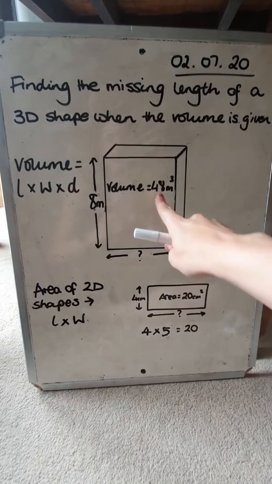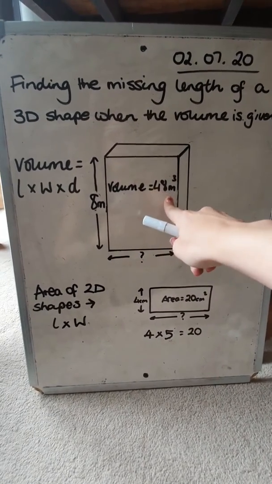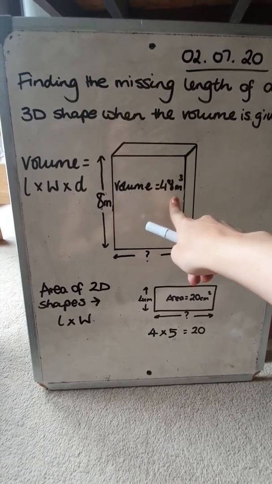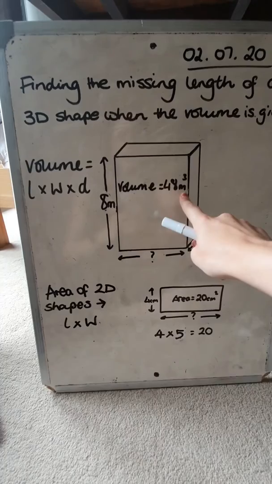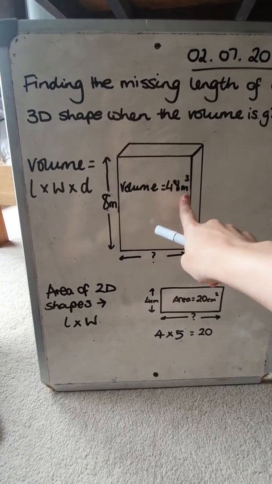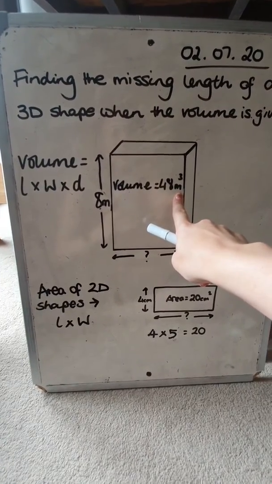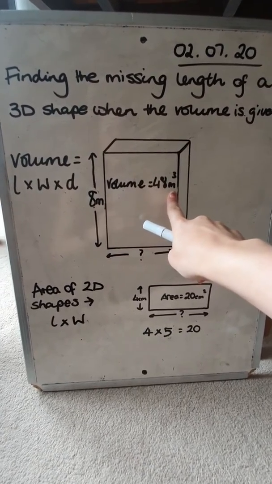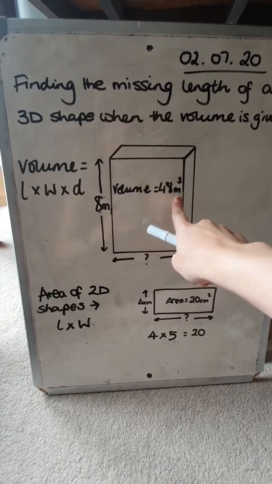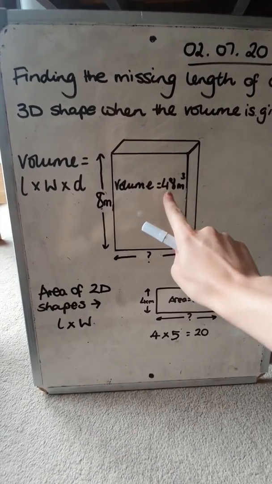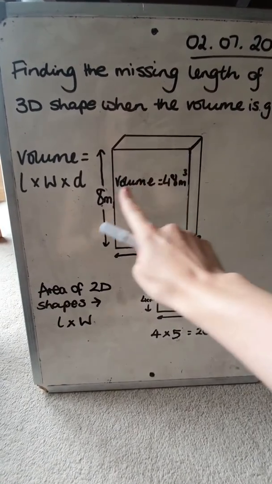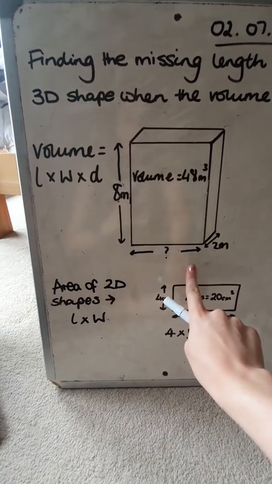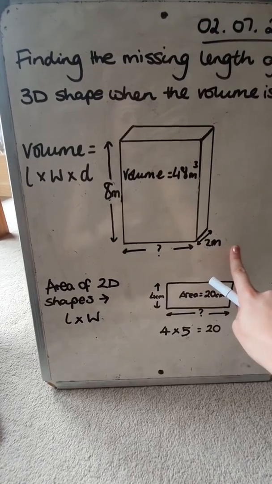I have changed the volume to 48 meters cubed. Just to keep you on your toes, I have changed the unit of measure. Sometimes that happens, so you must pay attention to the unit of measure because these shapes are never drawn to scale. They're never drawn accurately. So often these measurements can be millimeters, meters, centimeters, inches. You need to pay attention, okay? So 48 meters cubed. This time we know the length is 8 meters. We don't know the width, but we know the depth is 2 meters.